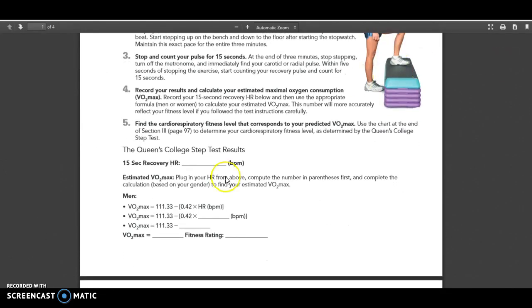On the 3-minute step test, several people have made this error. They take their 15-second heart rate and they put it in here for beats per minute. So if my 15-second heart rate were 20, you must multiply that by 4 in order to get what my beats per minute were. Keep that in mind. It's a beats per minute. So your 15-second number must be multiplied by 4.